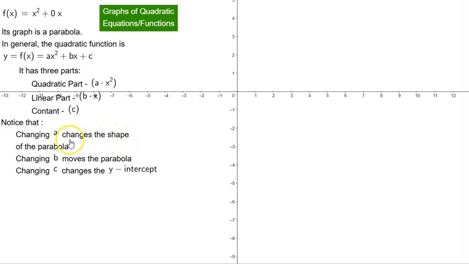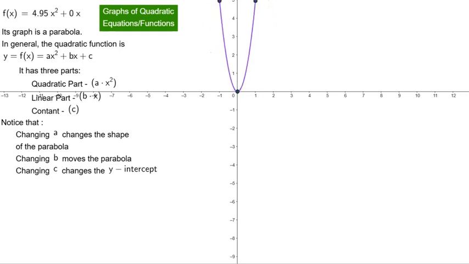Notice that changing a changes the shape of the parabola. Changing b moves the parabola. And changing c changes the y-intercept. So let's actually see. So we have the parabola, and these are the points used to plot this graph. Now let's change some values. As of now, the graph is for f of x equal to x square. So let's change the coefficient of x square, which as of now is 1. Let's animate it so that it continuously changes.